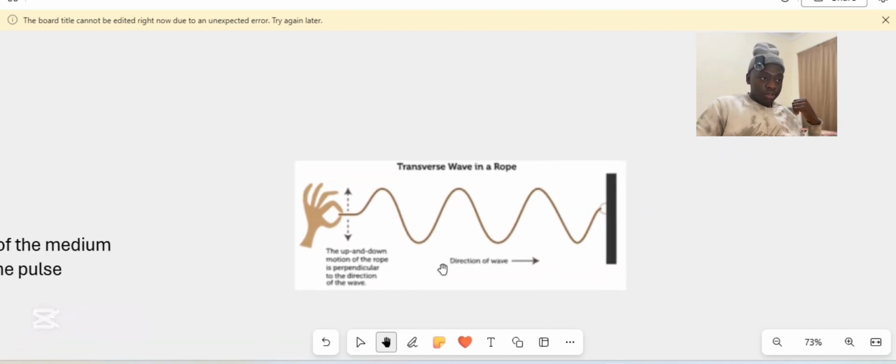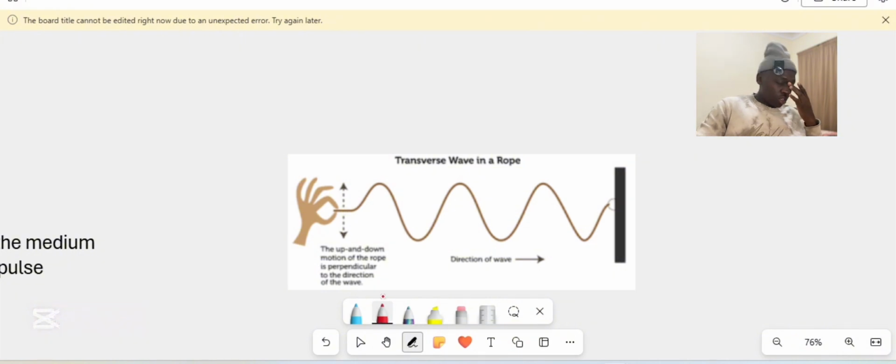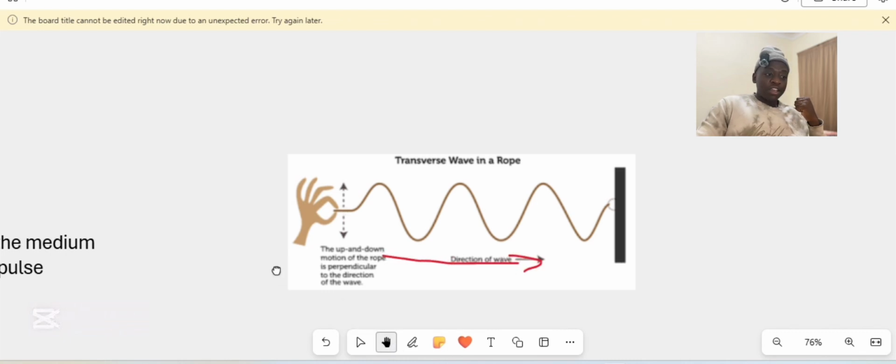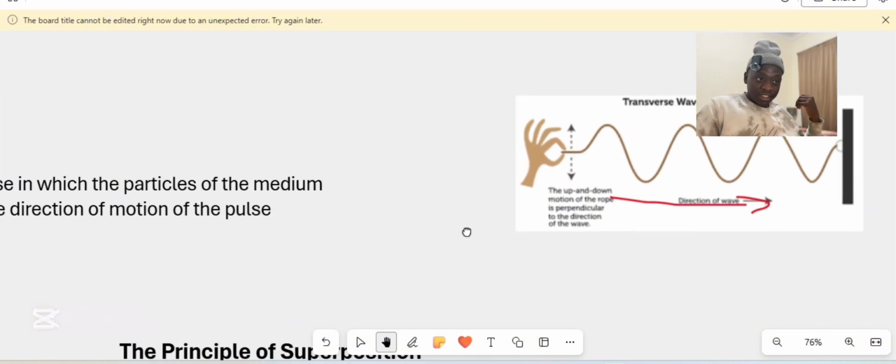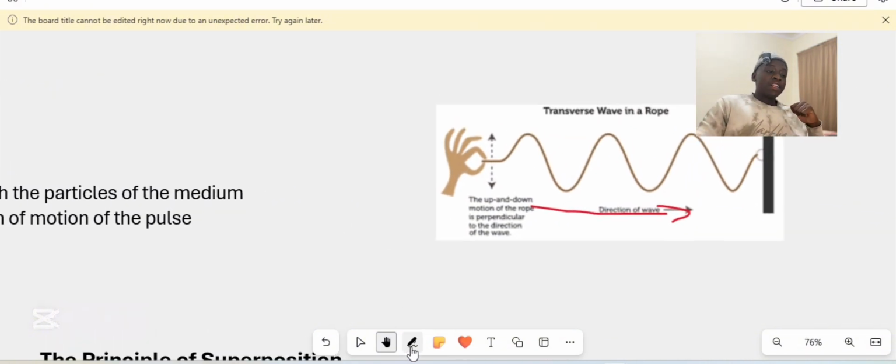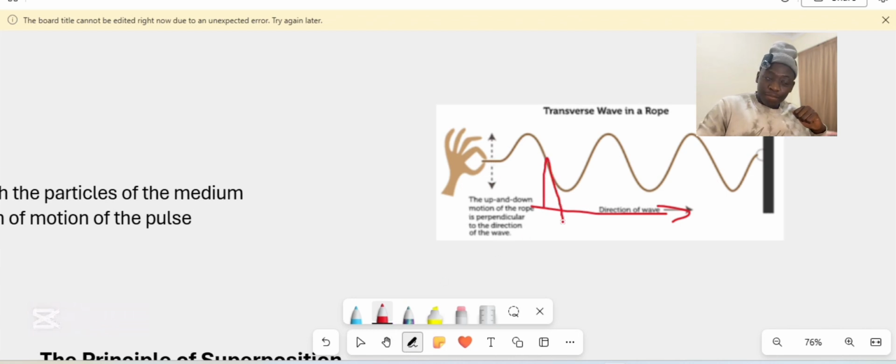For example, let me show you this illustration. Let's say there's a direction of motion that is going to the right. Then the particles that are traveling through the medium vibrate perpendicular, so they vibrate perpendicular to the direction of motion. Hopefully that is understood.